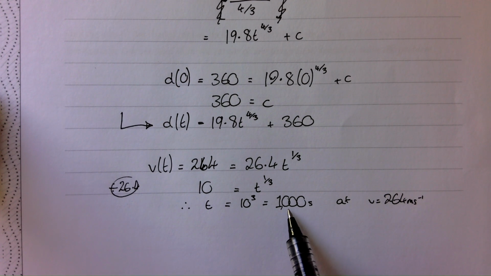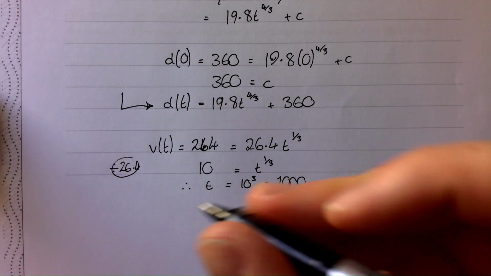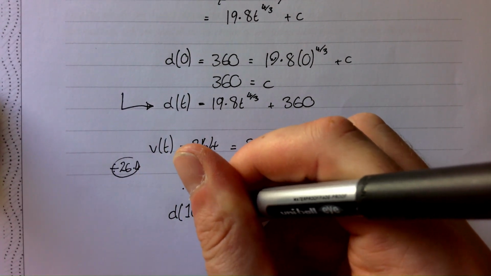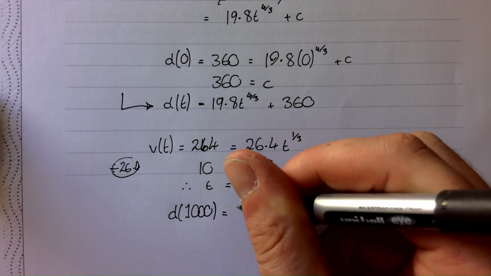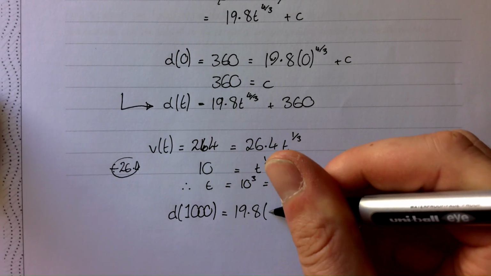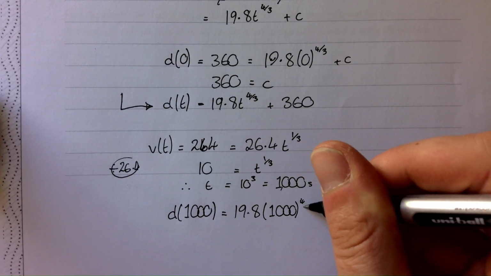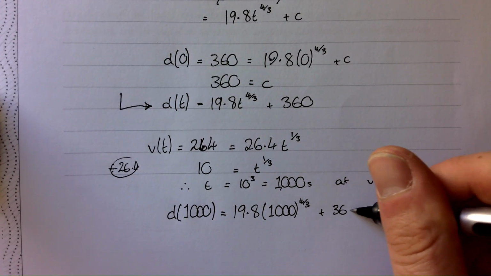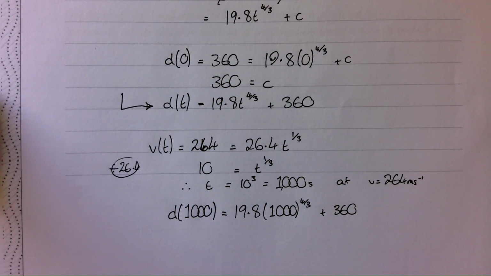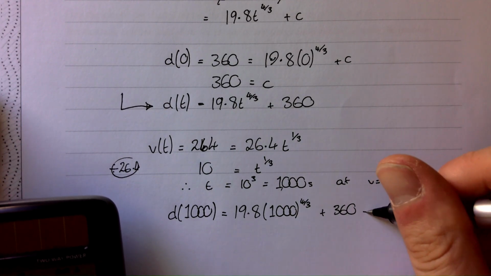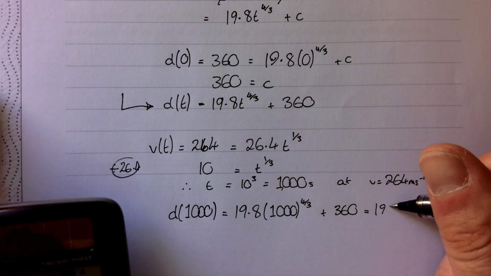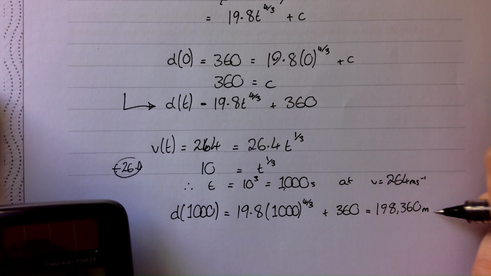We can substitute this value of t back into our expression for distance, and we have that d of 1,000 is equal to 19.8 multiplied by 1,000 to the power of 4/3 plus 360. You pop that in your calculator, 19.8 times 1,000 to the power of 4 divided by 3 plus 360. We have 198,360 meters.